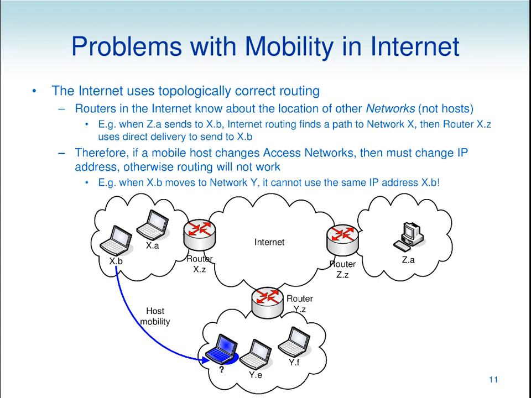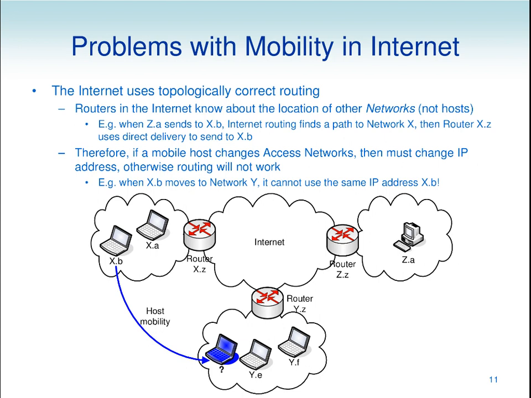This IP datagram is sent to the first router. The router looks in its routing table and realizes the destination is some host on network X. It doesn't care that it's X.B or X.A or C, it just cares that it's on network X. It uses its routing table to determine the next router, and keeps going. Eventually it gets to the router for network X. The router sees the destination is X.B. X.B is on my network. I manage network X, so it sends it to X.B. That's the normal situation.